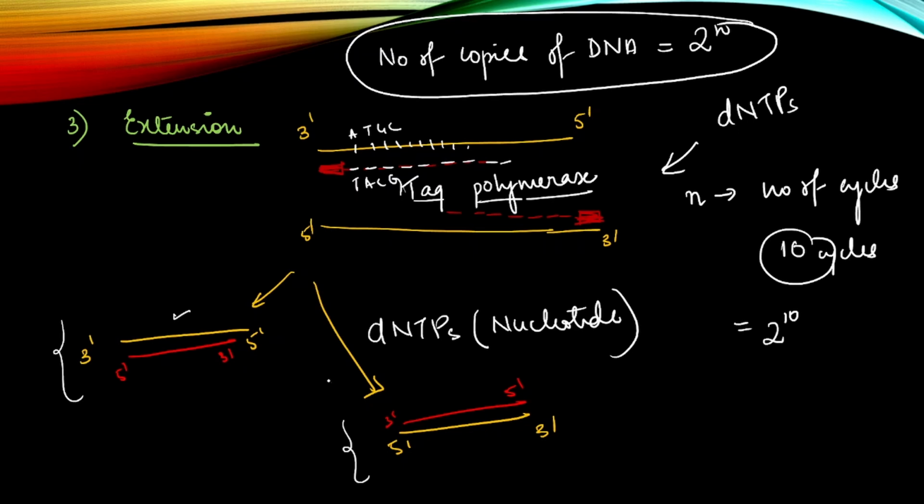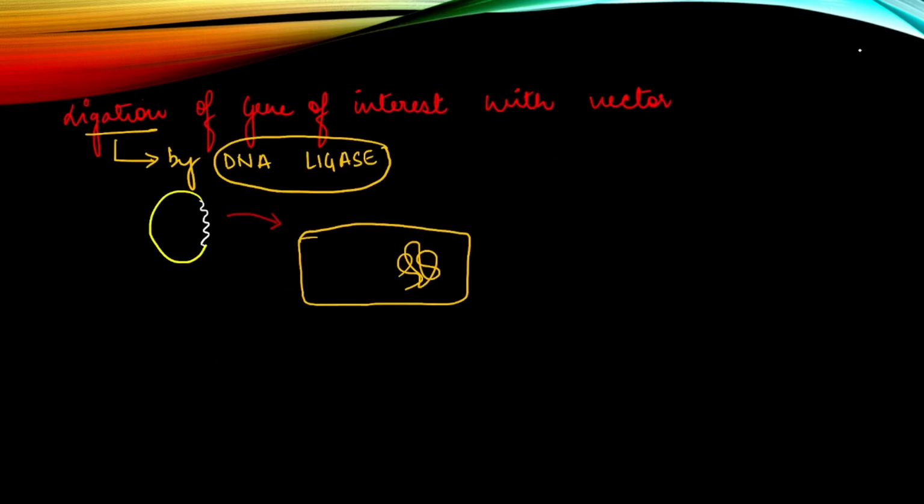We'll get 2 copies of DNA. Right? So this is the old strand, newly synthesized, old strand. So the number of copies of DNA that PCR produces is exponential, and we can find it out with the help of a formula, 2 to the power n, and here n stands for the number of cycles. Clear? That's it. Now we have many copies of our gene of interest.